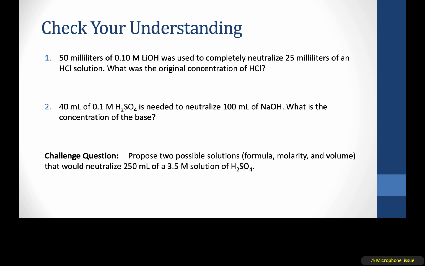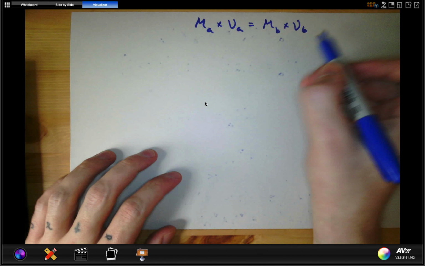All right. So hopefully you paused and tried those out, so you can check your work here. I'm just going to write my formula down. Molarity of the acid times the volume of the acid is equal to the molarity of the base times the volume of the base. Cool. So we have 50 milliliters of a 0.1 molar lithium hydroxide solution. Okay, acid or base? It's a base because of the OH. All right, so 50 milliliters, 0.1 molar. Let's get that down. And this is the base, so I'm over on this side.